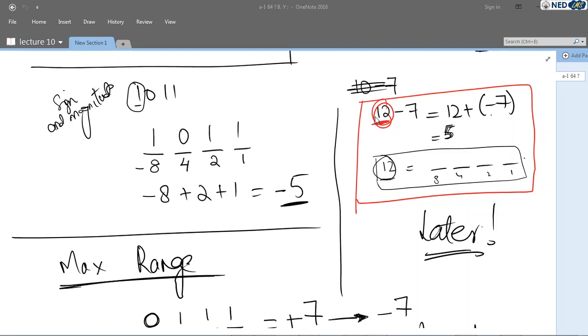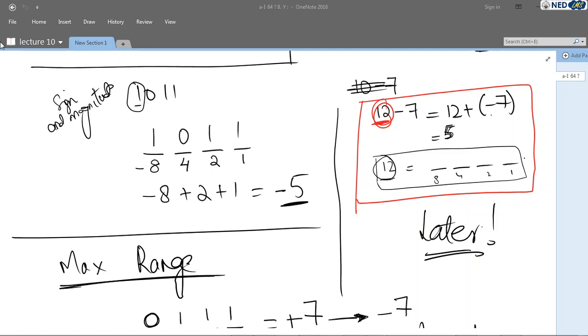If you want to subtract 7 from 12, let's try to do this example. We saw that we cannot represent 12 in a 4-bit number, because the 4-bit number in a signed format has the maximum range going from -8 to +7. What we can do is use a 5-bit number, or we can use an 8-bit number as well.